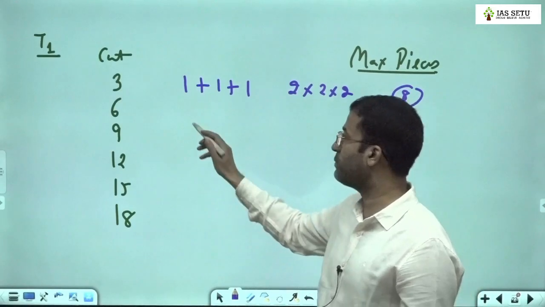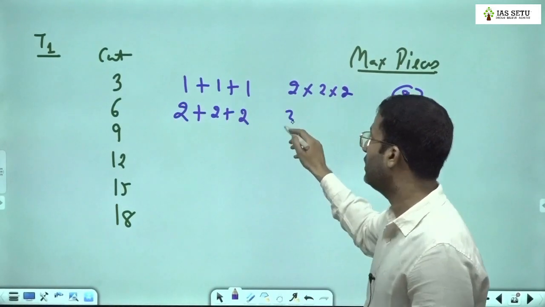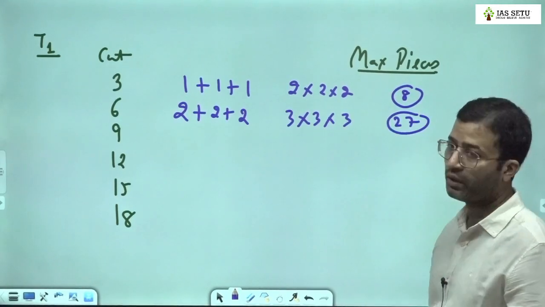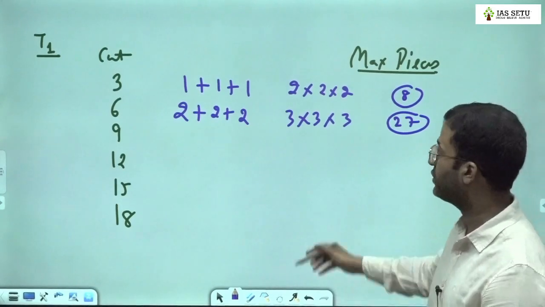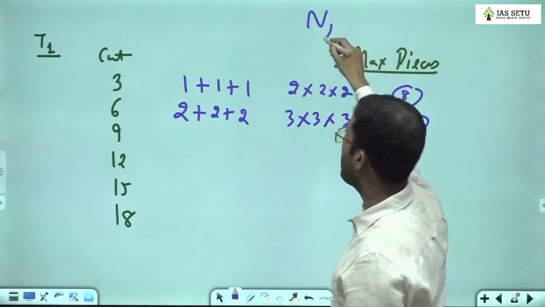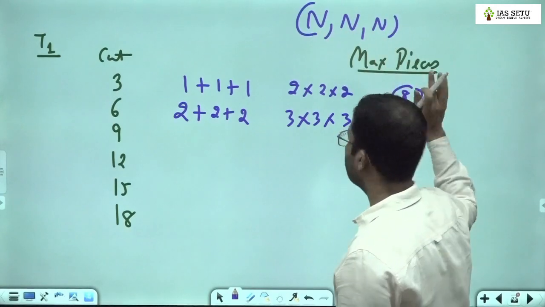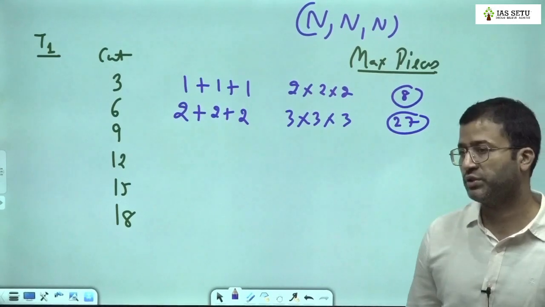6 cuts, what is the best distribution? 2 cuts on X, 2 cuts on Y, 2 cuts on Z. Number of pieces 3 into 3 into 3, 27. It means if your number of cuts is a multiple of 3, your distribution will be n cuts on X, n cuts on Y, n cuts on Z. That gives you maximum number of pieces. You can try, no other distribution will have.